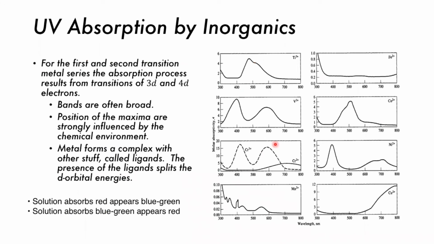Here's some more absorptions by inorganics. For the first and second transition metal series, the absorption process results from the transitions of 3d and 4d electrons. The bands are often broad here. The position of the maxima is strongly influenced by the chemical environment, and the metal forms a complex with other species called ligands. The presence of the ligands splits the d orbital energies. If the solution absorbs the red region of the spectrum, it will appear blue-green, and if it absorbs the blue-green, it will appear red.